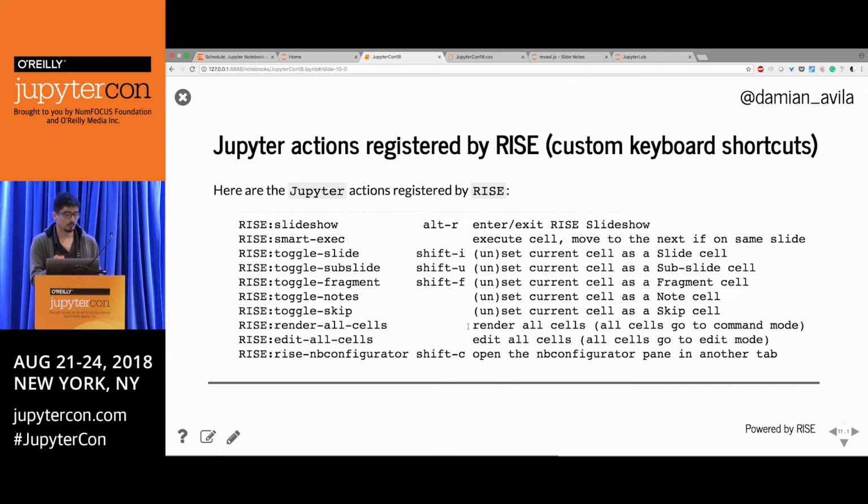So you can actually have some custom keyboard shortcuts for RISE to enter or exit the slideshow, to toggle the slide, sub-slide, or fragment, so you don't need to go anymore to the cell toolbar and modify the thing there. You can just use the keyboard event to make the change, and that is pretty useful. There are some other things that we registered there, but they are not defined. But you can define them as you want.